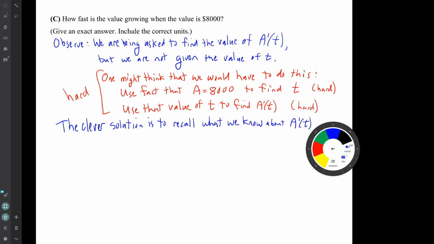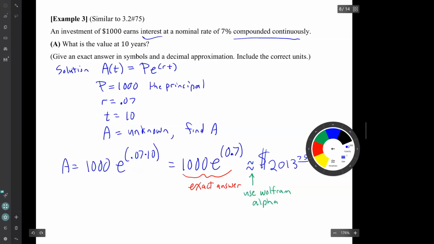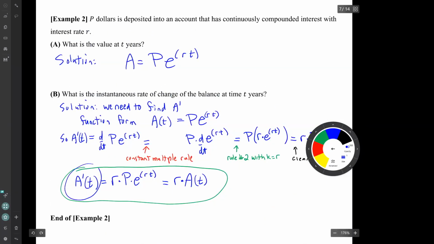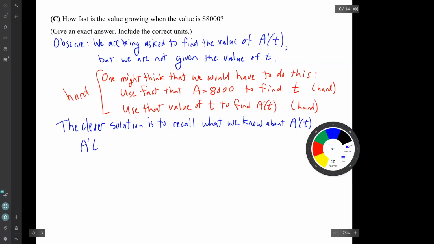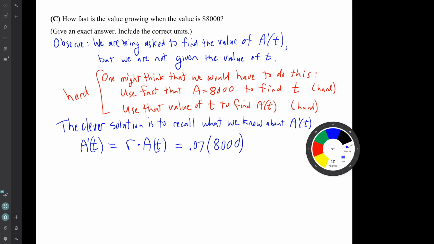Let's go back up and look at our formula for A prime parentheses t. When we found A prime parentheses t, we found that it was given by this formula, and then we recognized that in that formula was this expression, which is the expression for A of t. So in other words, A prime of t is just whatever the value of A of t is multiplied by this extra little r. So it turns out we don't ever have to find the value of time. We can just use the given value of the balance, $8,000, and we can use the interest rate, r.